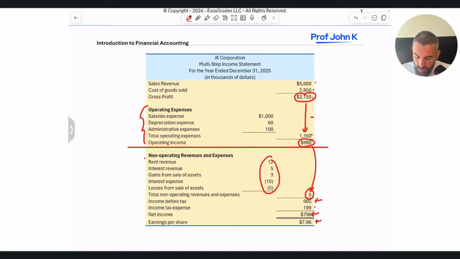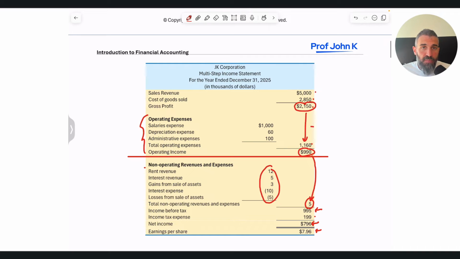And then you also have something called earnings per share. Very quickly, earnings per share is just taking that net income and dividing it by the number of shares. Again, I don't want to get too deep into that, but this is just to show you what a multi-step income statement looks like and what you can expect to make probably on one of your exams.